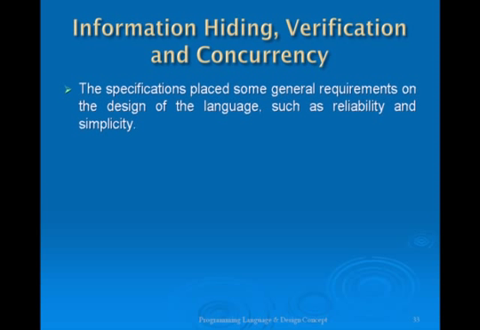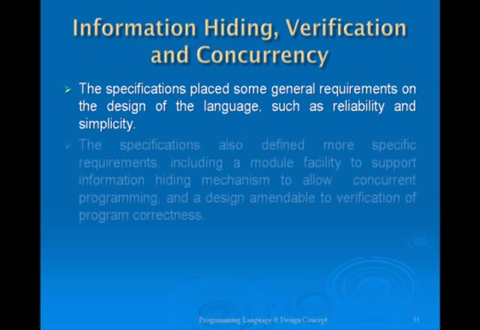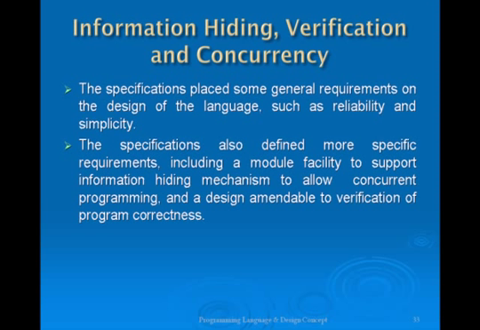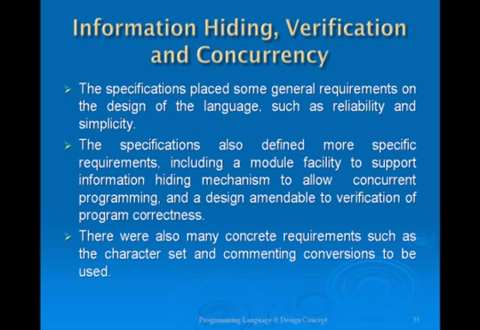Information hiding, verification and concurrency. The specification placed some general requirements on the design of the language, such as reliability and simplicity. The specifications also defined more specific requirements, including a module facility to support information hiding, a mechanism to allow concurrent programming, and a design amenable to verification of program correctness. There were also many concrete requirements such as the character set and commenting conventions to be used.